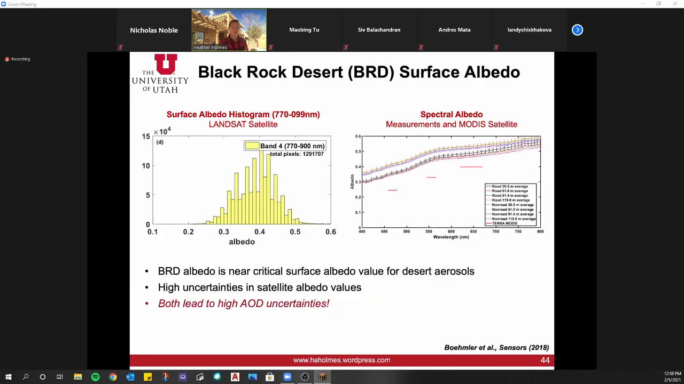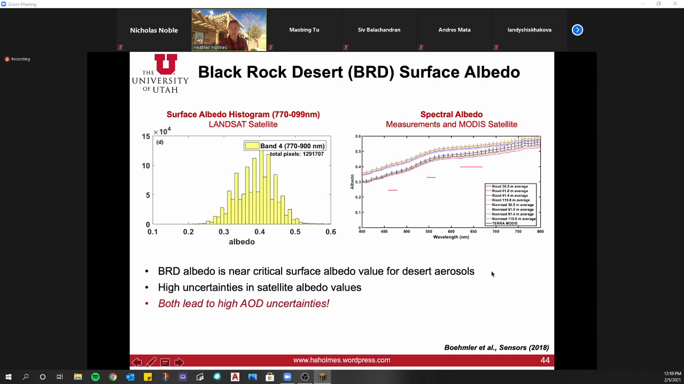The really interesting thing about this is that the Black Rock Desert, so this is the albedo value from a satellite over all of the Black Rock Desert, and the histogram shows that we're getting a value around 0.4, around that critical value where then we're not able to get AOD. So now it makes sense that we're getting those really high AOD values over the desert because the retrieval algorithm has a hard time because of that bright surface.